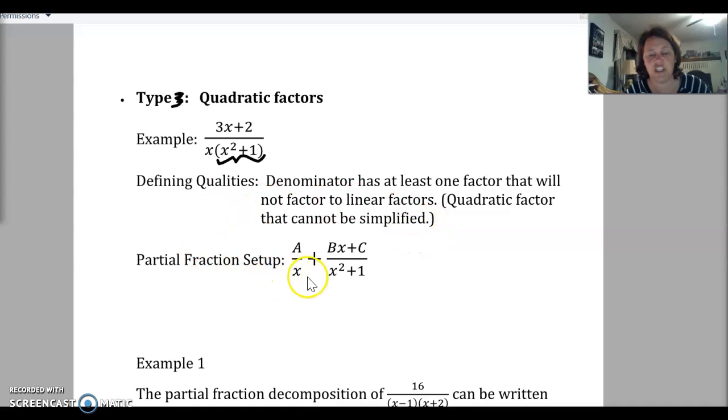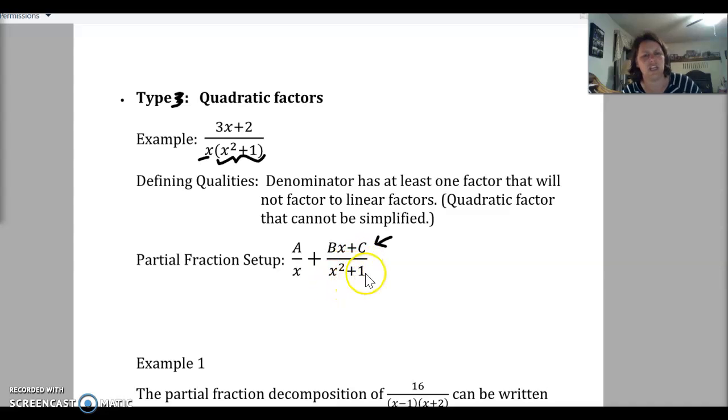So the partial fraction setup for this is we're going to have one fraction with x as the denominator, one fraction with x squared plus 1 as the denominator. So we have just a over x, that's like all the other ones that we've done. However, when we do the x squared plus 1, we are going to have to put bx plus c. So our numerator now becomes a linear equation instead of just a constant, whereas all of the other numerators were just constants.